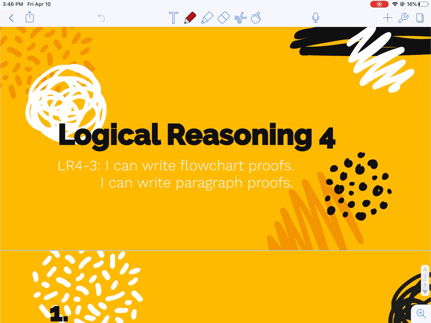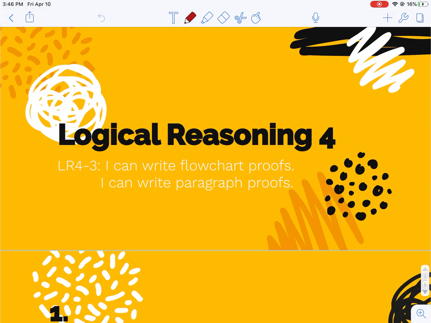On LR3-4, we're going to write proofs using flowcharts. We've been doing 2-column proofs. We're going to take a step back and do flowchart proofs instead, okay? Some kids really prefer these, and if that is you, when we get to the test, if you want to draw out a flowchart instead of doing the 2-column proof, that is totally a-okay.